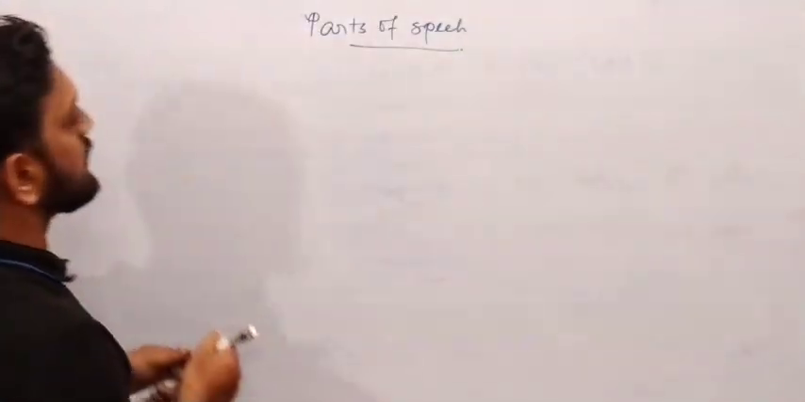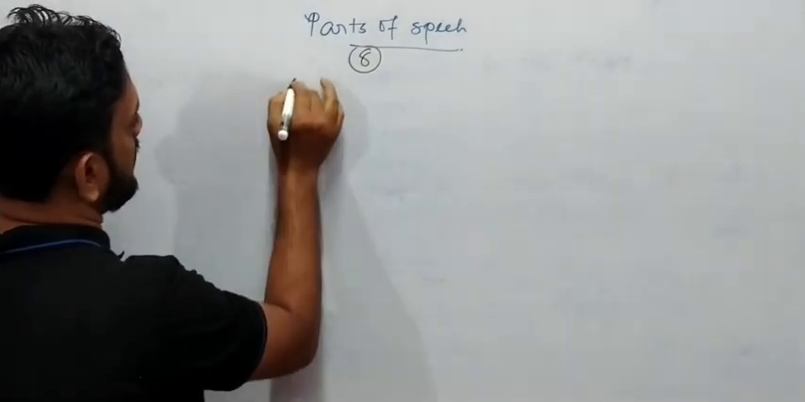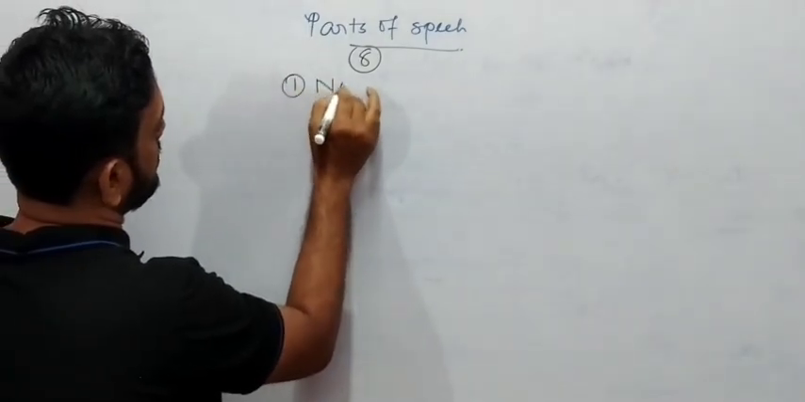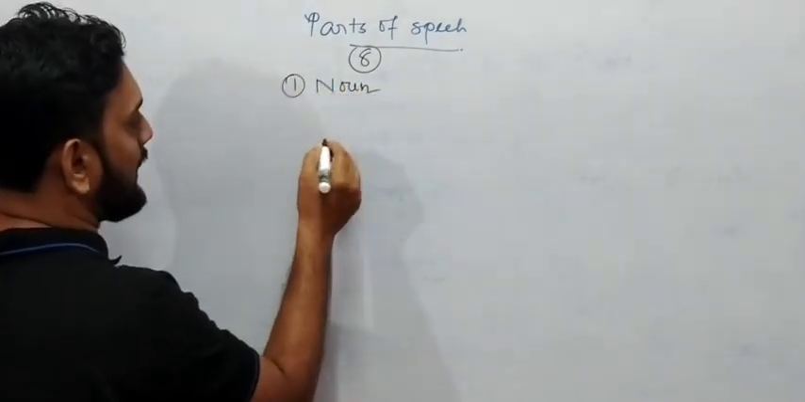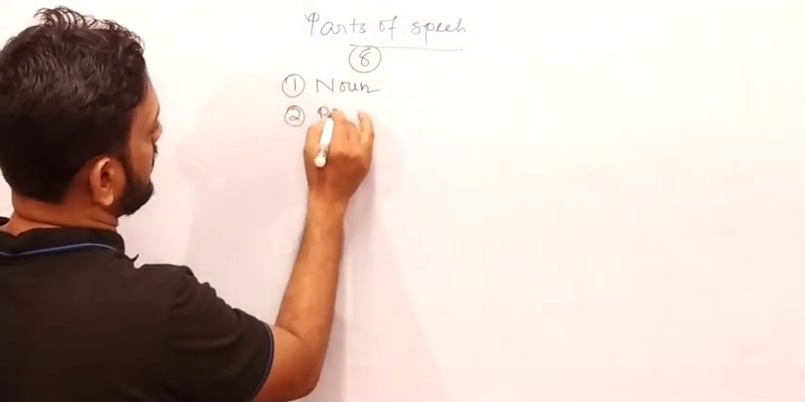There are 8 parts of speech we have learned. Yes or no? Okay, they are. How many? 8 parts of speech. First one is noun. We have to study about noun very deeply, in detail. Second one is pronoun.